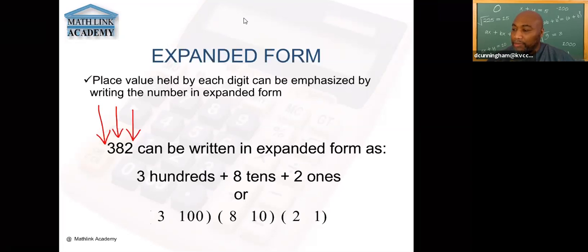Notice our PowerPoint is missing some parentheses, but it's okay. We could look at it like this. We could say 3 times 100 plus 8 times 10 plus, and we're grouping this together, 2 times 1. And that would give us 382.